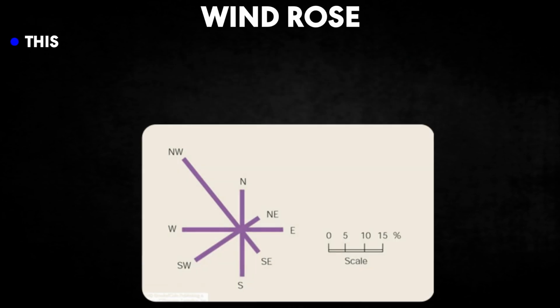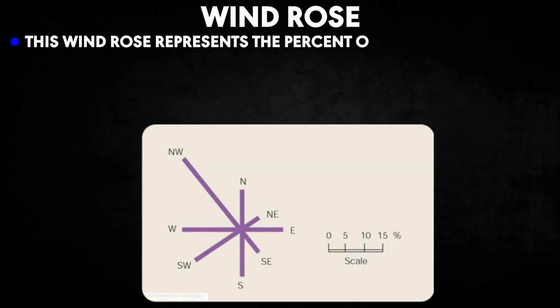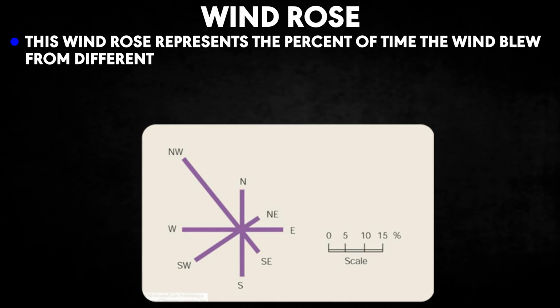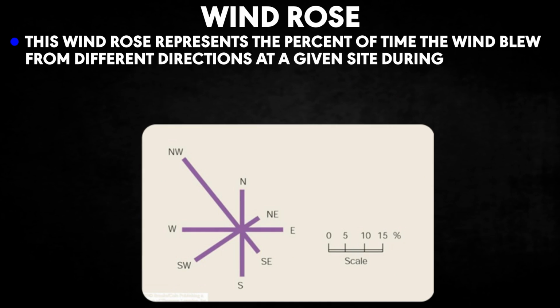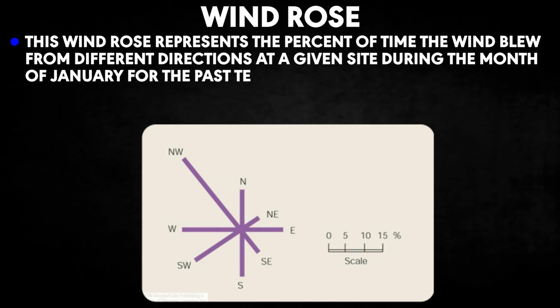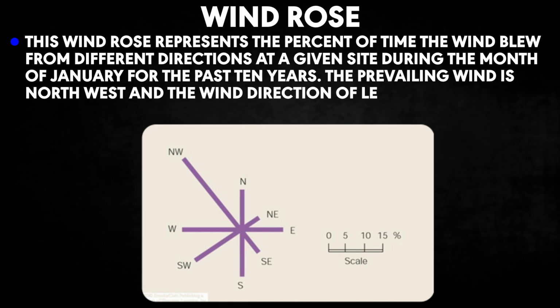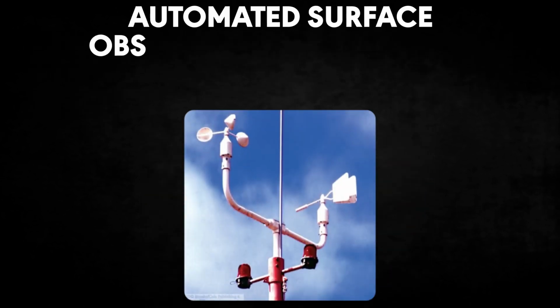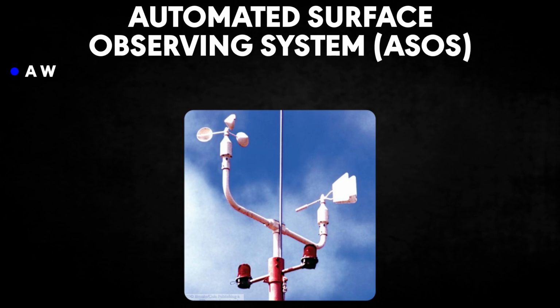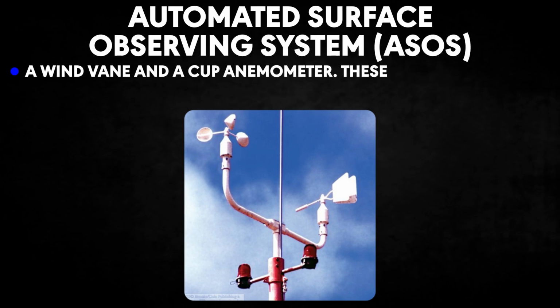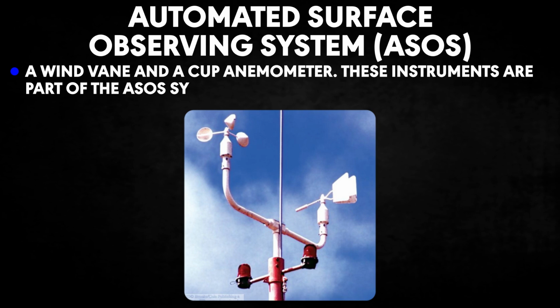Wind rose. This wind rose represents the percent of time the wind blew from different directions at a given site during the month of January for the past 10 years. The prevailing wind is northwest, and the wind direction of least frequency is northeast. Automated Surface Observing System, ASOS: a wind vane and a cup anemometer. These instruments are part of the ASOS system.